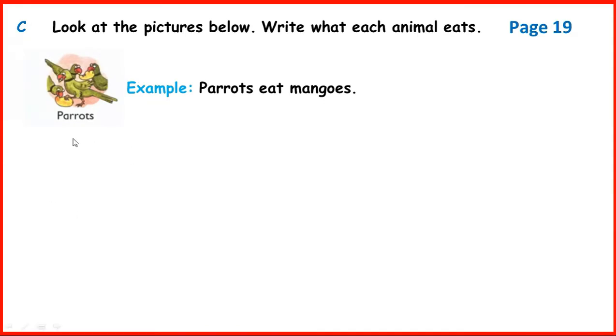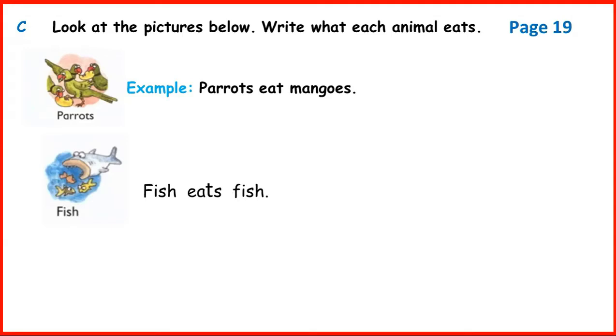This is example. First example has been done for you. Look at, these are parrots, and you know parrots are eating mangoes. Okay, so we write parrots eat mangoes. Okay, look at this picture. A big fish eats fish. Okay, so we write here fish eats fish. What we write? Fish eats fish.